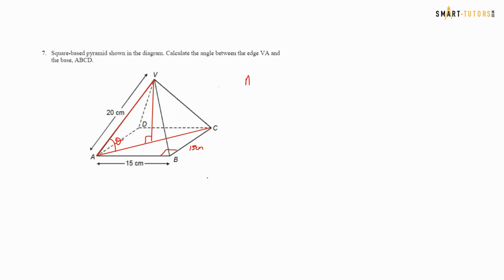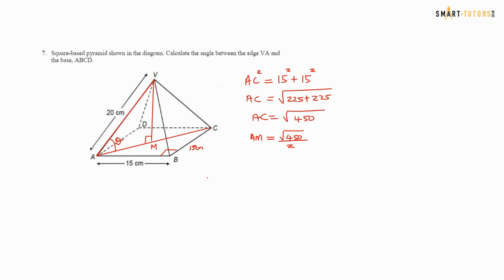So AC squared equals 15 squared plus 15 squared. AC equals square root of 225 plus 225, which is 450. So AC equals square root of 450. If I put this as M, so AM equals square root of 450 divided by 2. So that is the AM. Now the problem is how to find the perpendicular height.